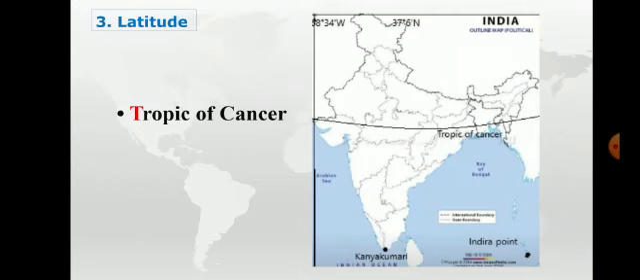So here, as you see on the map, the Tropic of Cancer is passing through the middle of India, and it is dividing the Indian subcontinent into two equal parts, isn't it? That is, the northern portion lies in the temperate zone, and the southern portion is lying in the tropical zone. So the southern portion is a little bit closer to the equator.